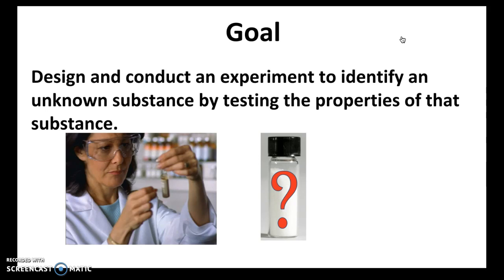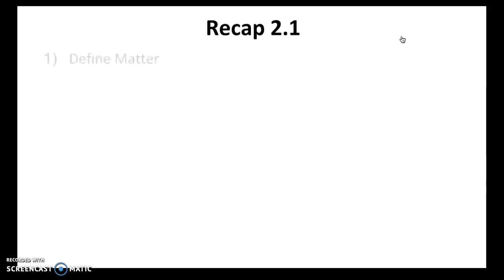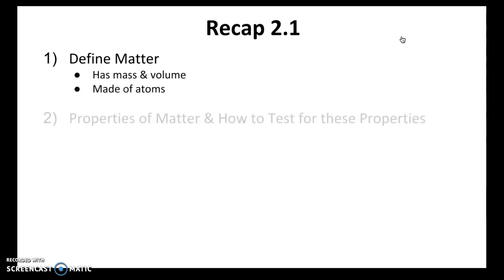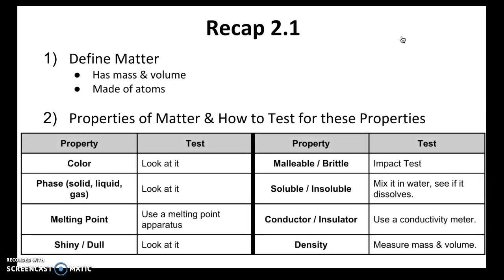To help us achieve that goal, in 2.1 we learned about matter, which is something that has mass and volume, and that matter is made of atoms. We also learned about the properties of matter and how to test those properties. There were 8 different types of properties we looked at, and we talked about the different types of tests for those.